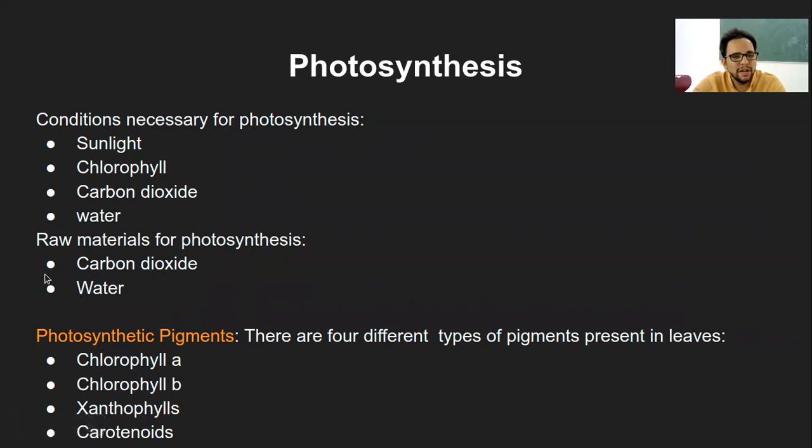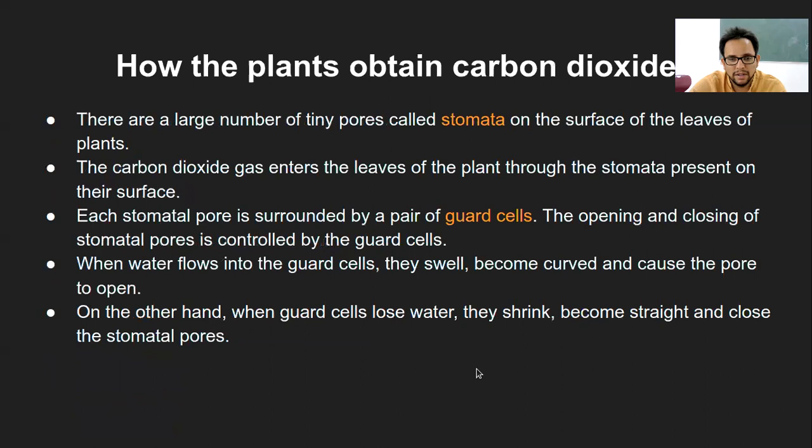So sometimes, I have kept it here because I have seen some questions being asked based on these two. Conditions necessary will also include both of these, that is carbon dioxide and water, and raw material is surely of them. And apart from that, there are different photosynthetic pigments which are required depending on the type of the plant, that is chlorophyll A, chlorophyll B, xanthophylls, and carotenoids. So these are the different photosynthetic pigments. I will also show you the structure of chlorophyll in the later part.